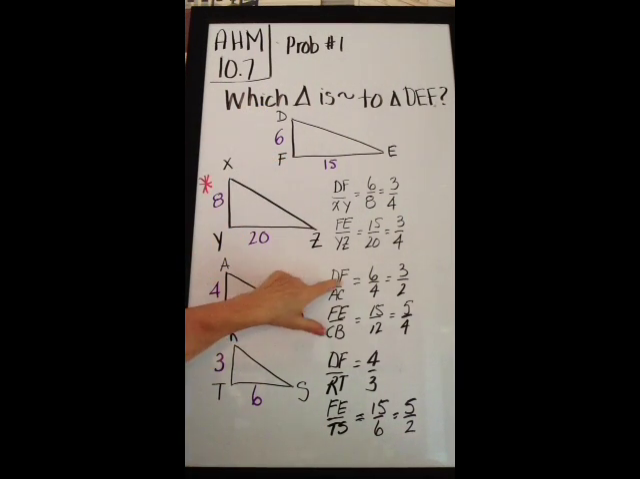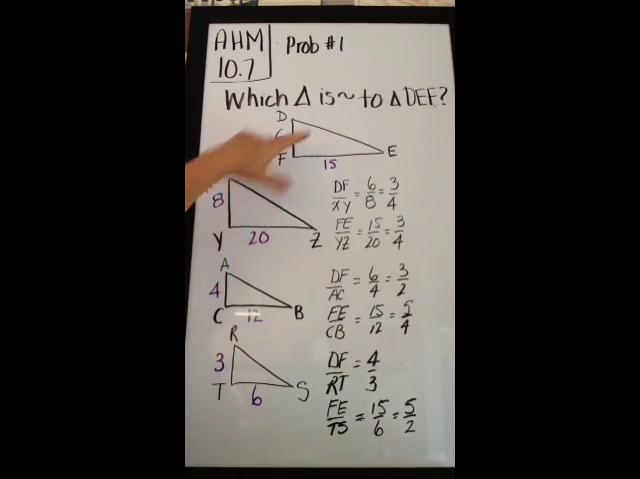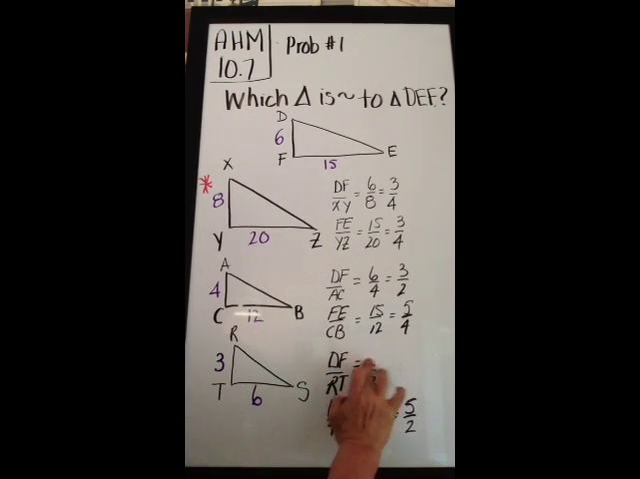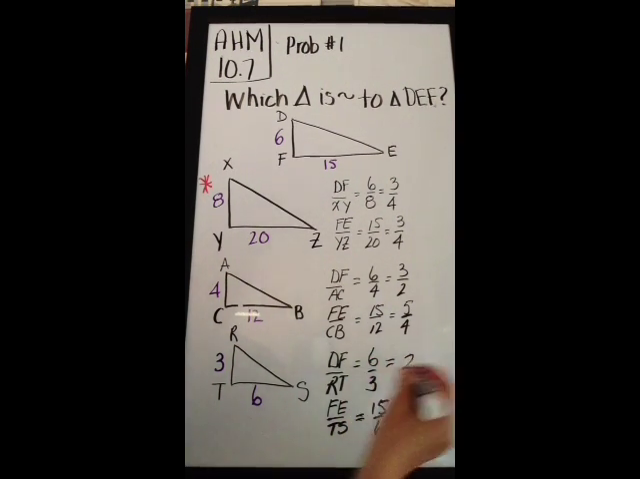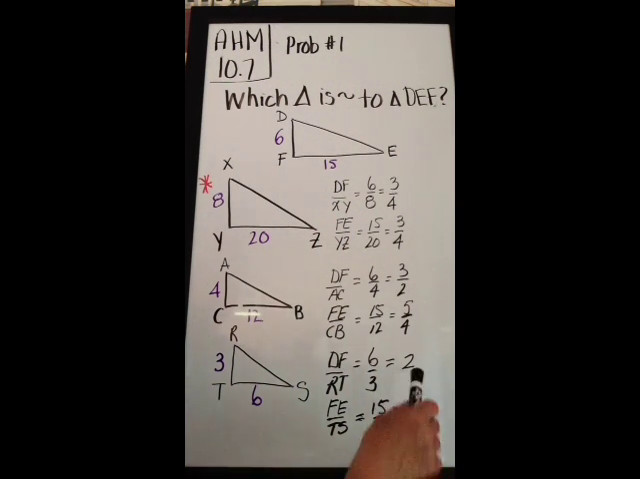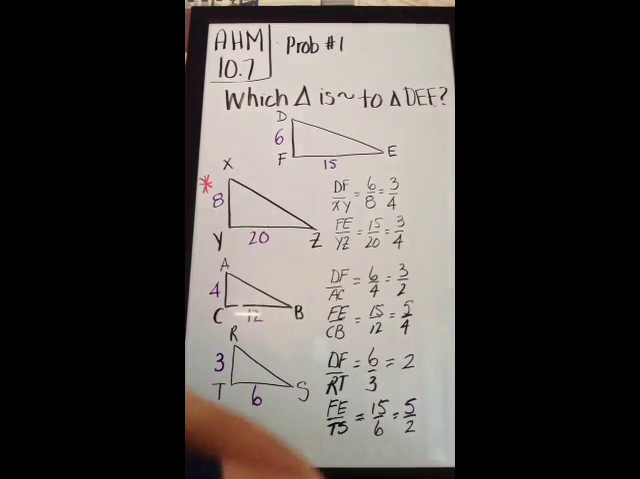DF again corresponds to AC. That's 6/4 or 3/2. FE corresponds to CB. That's 15/12 or 5/4. Those are not equal, so these two triangles are not similar. And the last one, DF corresponds to RT. Good thing you're here to check me. That's 6/3 or 2. And FE to TS is 15/6, which simplifies to 5/2. And again, these are not equal. So these are the equal ratios. These two are the similar triangles.